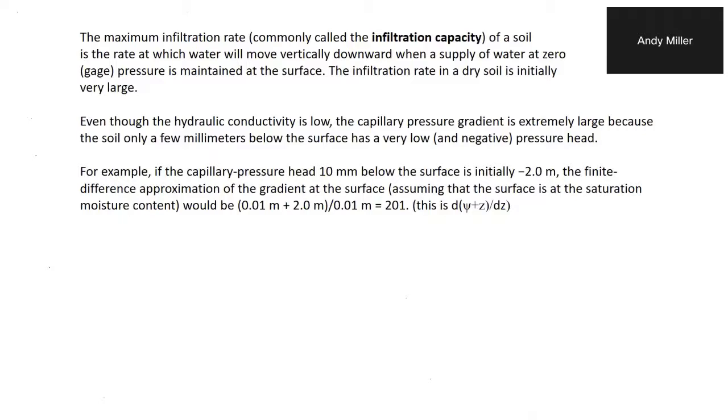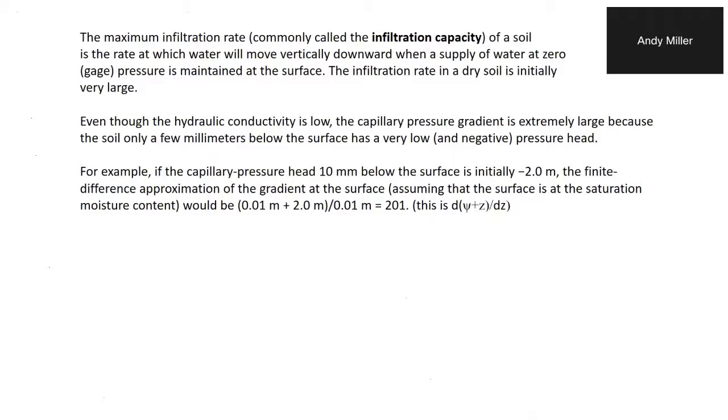So here's the analysis. If the capillary pressure head 10 millimeters below the surface is initially -2 meters, they want us to calculate the hydraulic gradient. So imagine that I've got a soil surface here and that it's raining enough that the soil surface is completely wet. But the wetting front has not gotten down to 10 millimeters yet. So at the soil surface, if it's completely wet, what's the head? What's the pressure head? Right, you're right at the surface, it's wet, but it's not underwater. So what's the pressure head then?